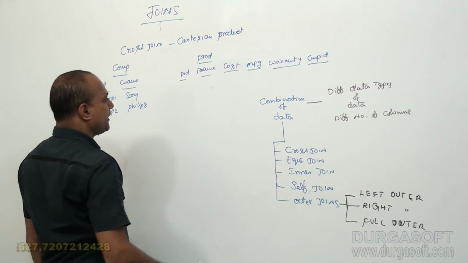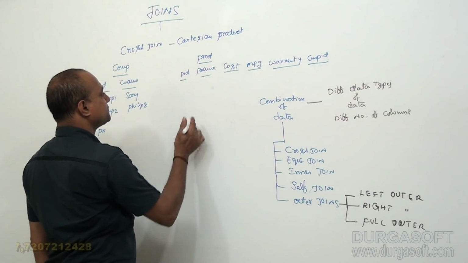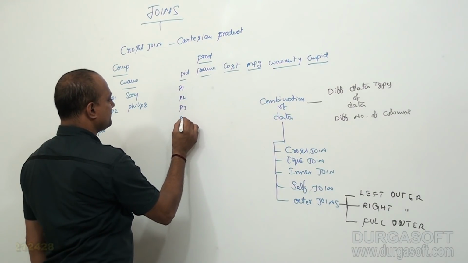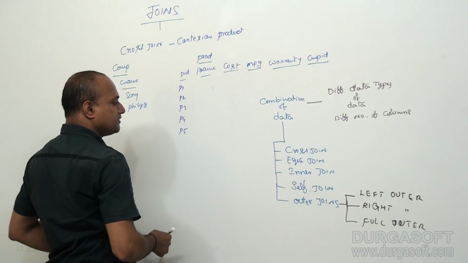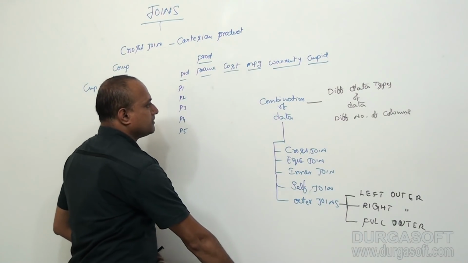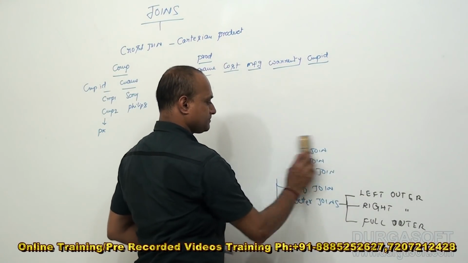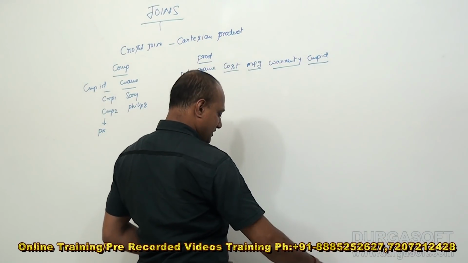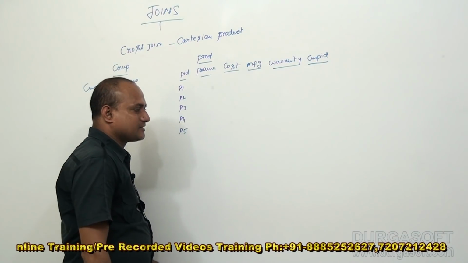Okay, now see, in the product table let us assume I have the products P1, P2, P3, P4, P5. 5 products I am considering. Let me wipe this out. Here we are discussing cross join. What is cross join? Cross join is called the Cartesian product.